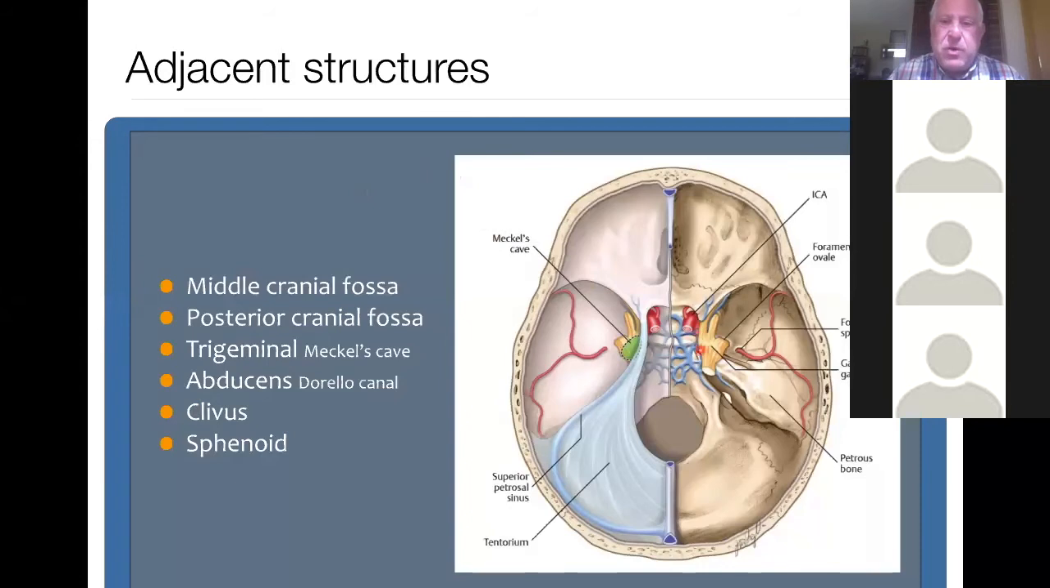Now, in association with the Petrous apex, we have the middle cranial fossa, because here's the Petrous bone, the apex lies right here. We have the middle cranial fossa, the posterior cranial fossa, trigeminal nerve, abducens nerve, the clivus, and the greater wing of the sphenoid. These are the anatomic structures that are associated with the Petrous apex.